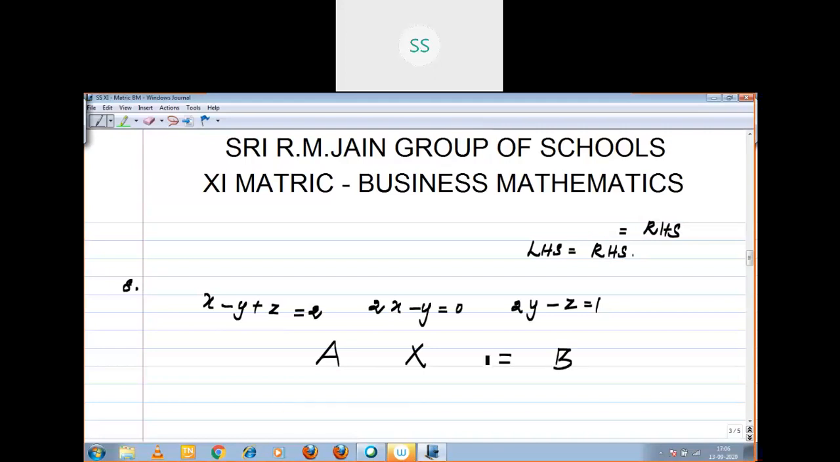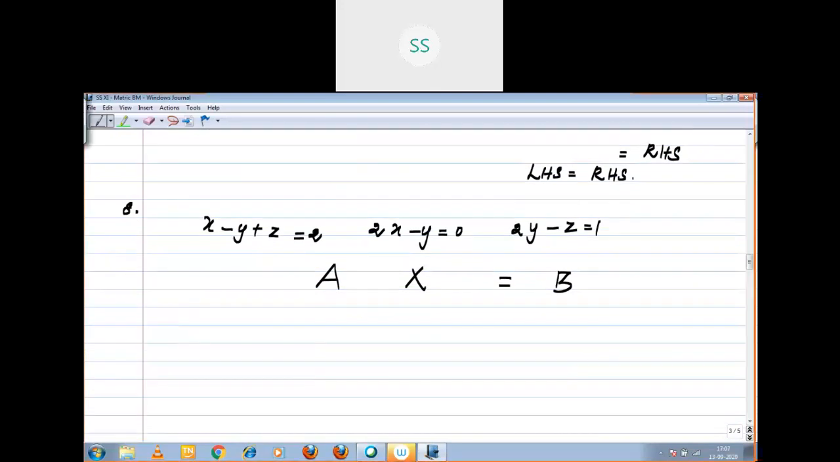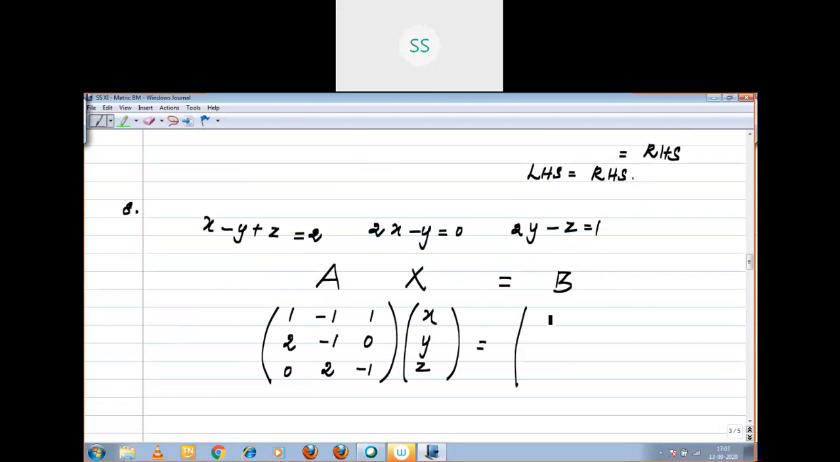What is your A? How do you get A from the system of equations? The coefficient of x in the first column: 1, 2, 0. The coefficient of y in the second column: minus 1, minus 1, 2. The coefficient of z in the third column: 1, 0, minus 1. What are the variables used here? x, y, z. That should be in the column matrix. The constants should be filled in the column matrix, that is your B. Got it?